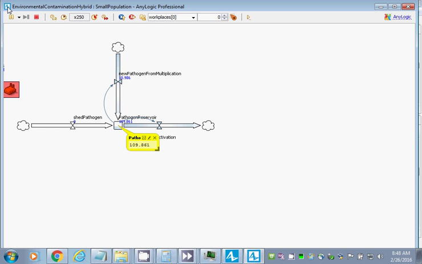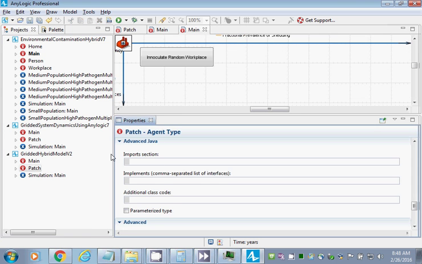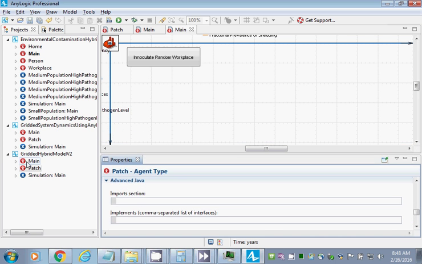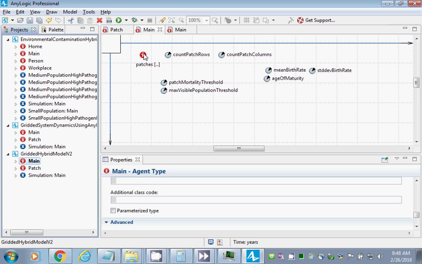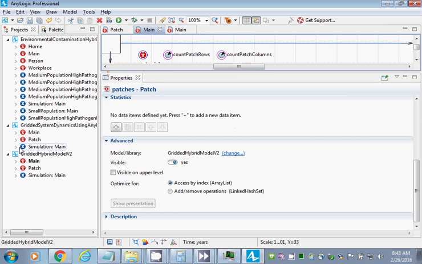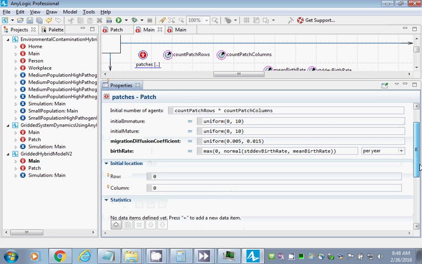The last model, just because I mentioned it, the last model we worked on was a little bit different. This model also incorporated space, so we had patches, and within AnyLogic, we had a population of patch agents, and that population critically had a number of agents defined as a count of patch rows times the count of patch columns. So it was a rectangle. So many columns, so many rows.